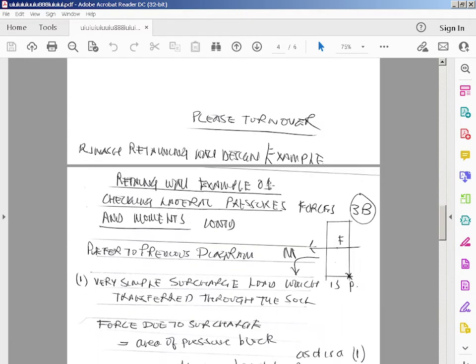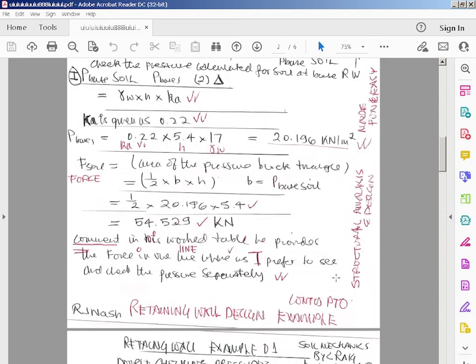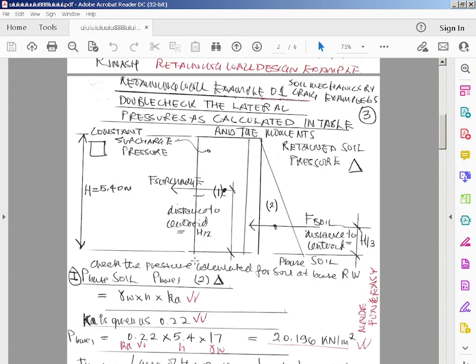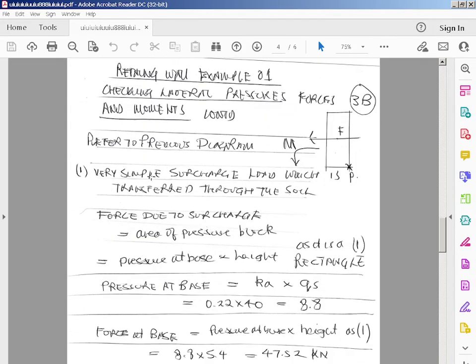The retaining wall example 1, continuing to check lateral pressure forces and moments, continues to refer to the pressure diagram. So we've done the triangular block. Now let's get the moment due to the surcharge force. It's a very simple surcharge load which is transferred through the soil. So it's a rectangular pressure block, a stress block. The force due to the surcharge is the area of the pressure block.